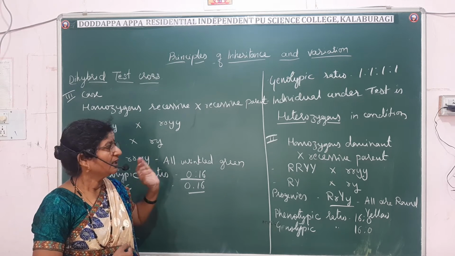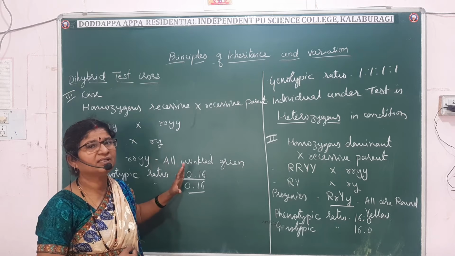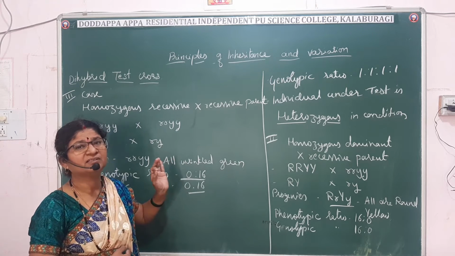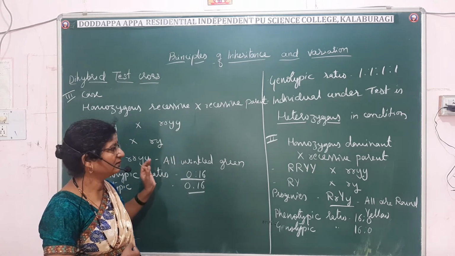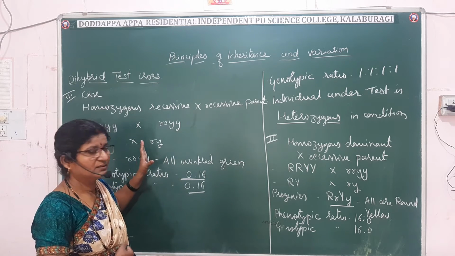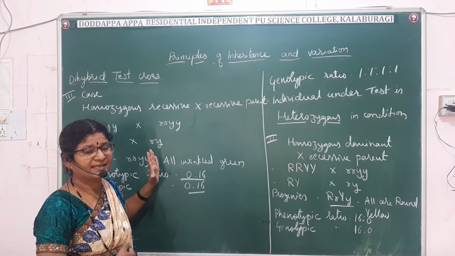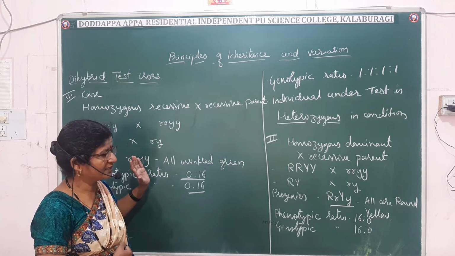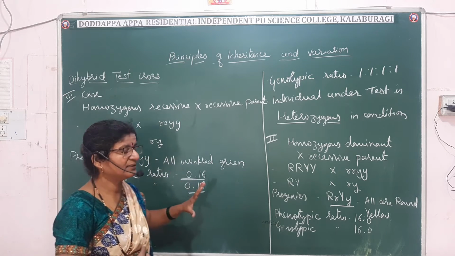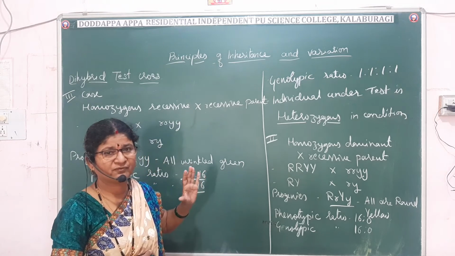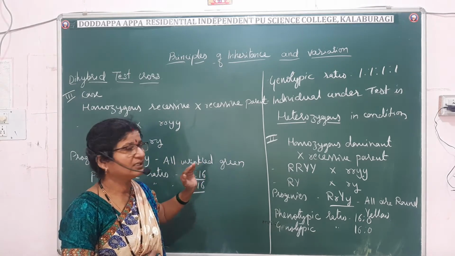When you get this kind of ratio, you have to understand that the individual under test is homozygous for a given character, and that too it is having the recessive traits. It is having the recessive factors. It is giving the recessive character, and recessive characters are expressed under homozygous condition. So these are the three different kinds of test ratio which we will get under three different cases.